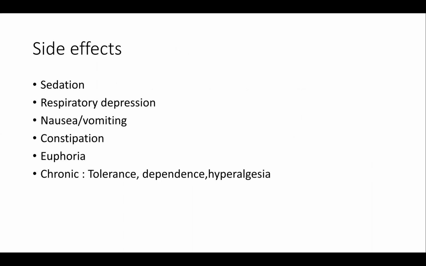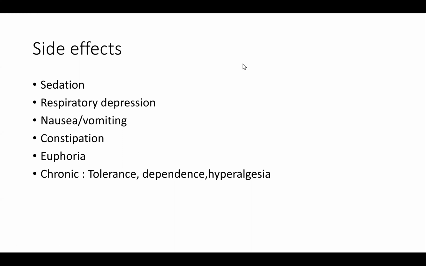So the common side effects include sedation, respiratory depression, nausea, vomiting, constipation, and euphoria. So when we are prescribing morphine, we usually give a laxative to prevent constipation. Now, when we use it for a long time, chronic use of opioids will lead to tolerance, dependence, and hyperalgesia. So tolerance is a natural physiological phenomenon where someone needs a higher dose of opioids to be able to get an analgesic effect, and it is normal.